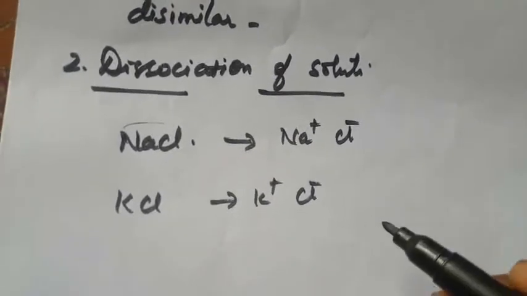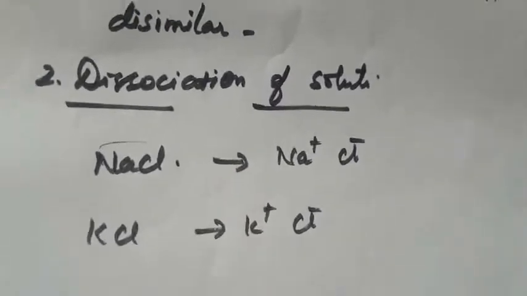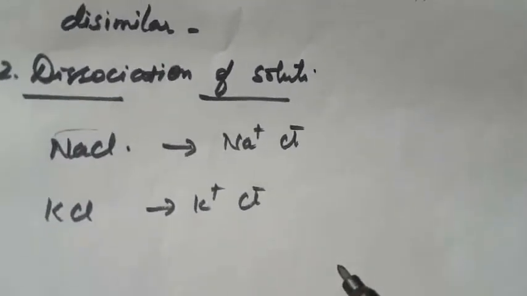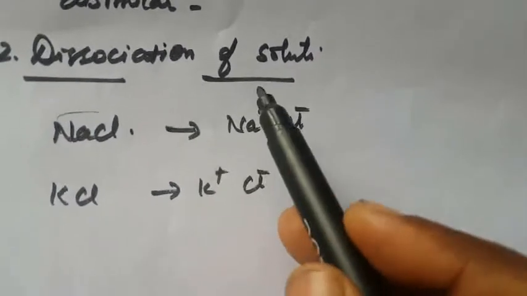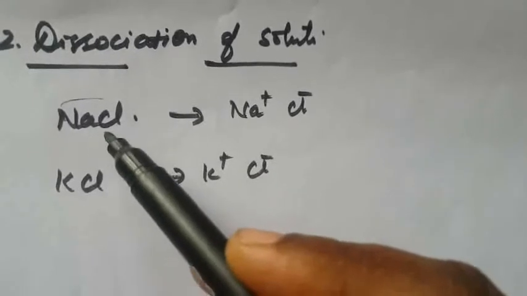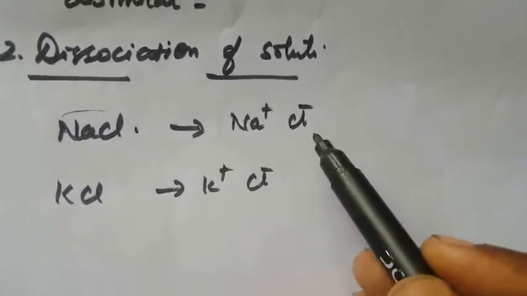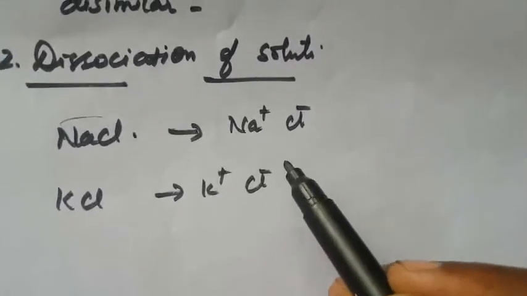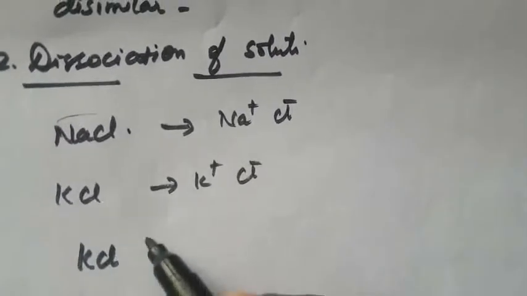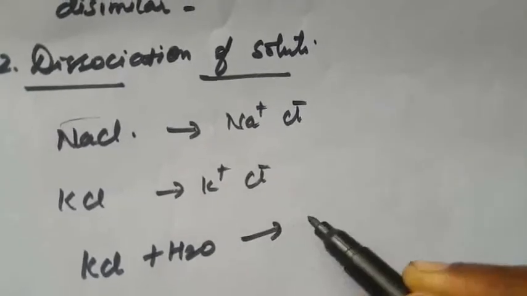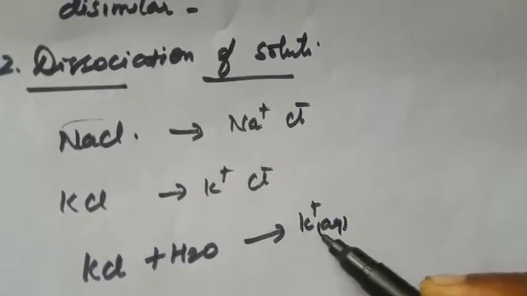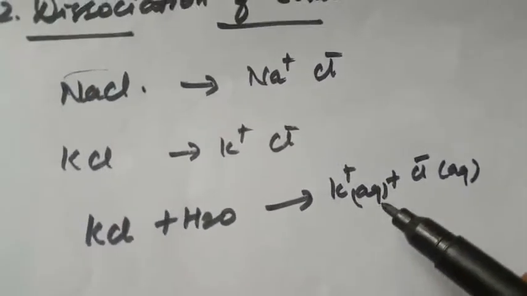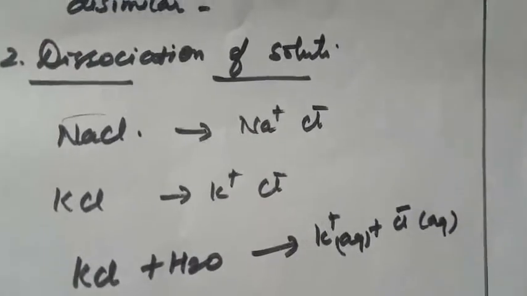The resultant ions interact strongly with the solvent and cause deviation. Suppose the solute in the solution separates into ions and mixes with the solvent, then they show some deviation. Here KCl reacts with water to give K plus ion and Cl minus ion in the aqueous solution. This shows some deviation. Next one is association of the solute.